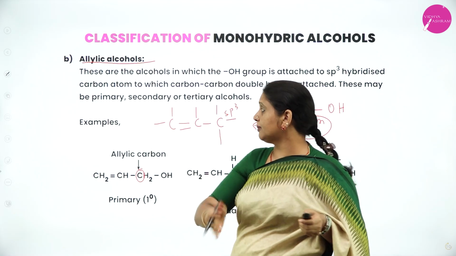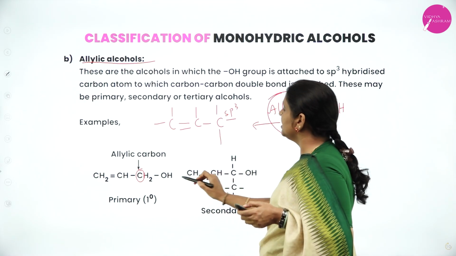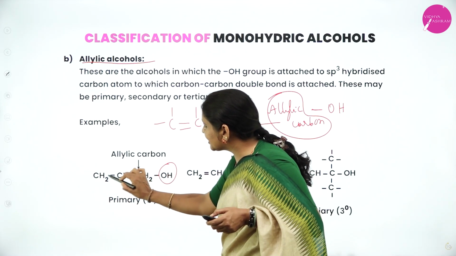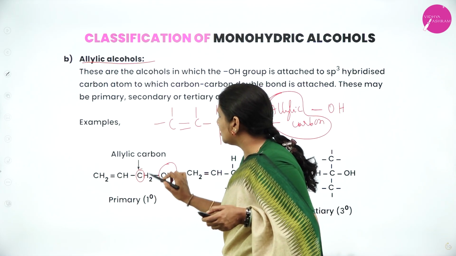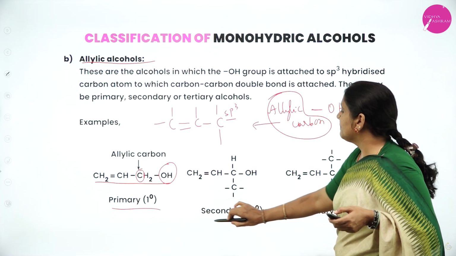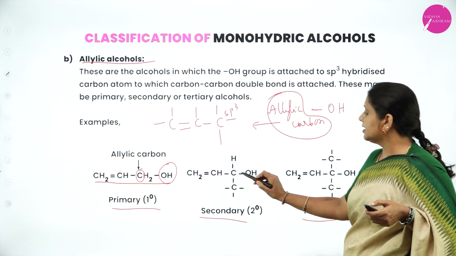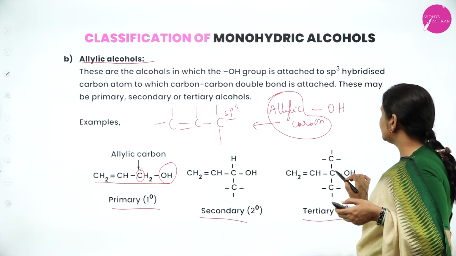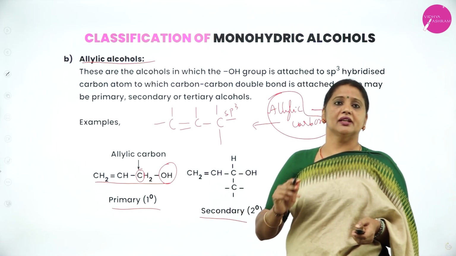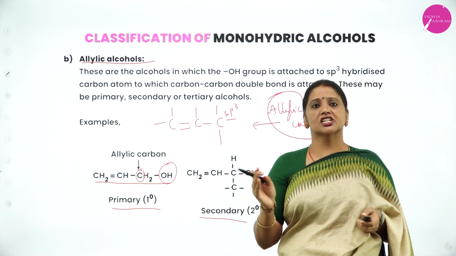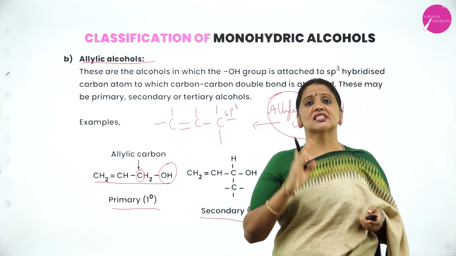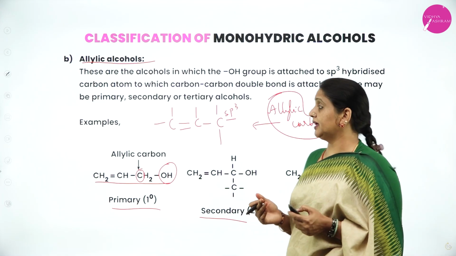If this sp3 hybridized carbon is directly attached to the carbon-carbon double bond, it is called allylic carbon. See here, the OH group is attached to an sp3 hybridized carbon which is attached to a carbon-carbon double bond, so it is called allylic alcohol. Allylic alcohols are further classified into three types: primary, secondary, tertiary. This carbon is attached with 2 more carbons, this carbon with 3 more carbons, this carbon with only 1 carbon. Remember, primary carbon is adjacent to 1 carbon, secondary carbon to 2 carbons, and tertiary carbon is attached to 3 adjacent carbons.